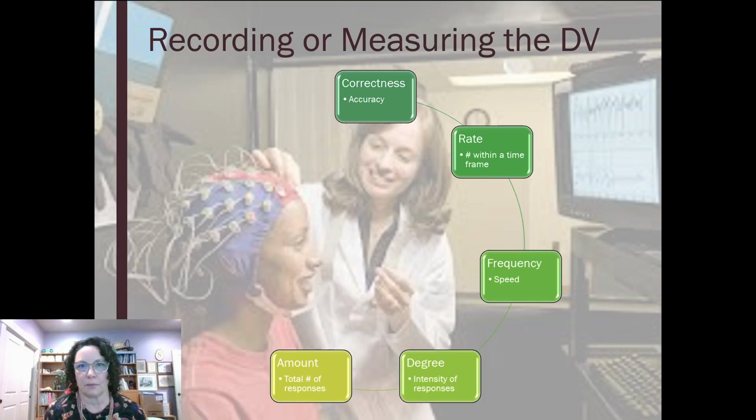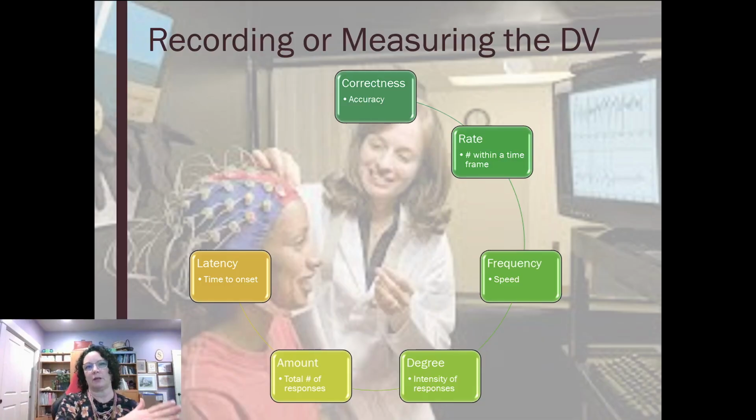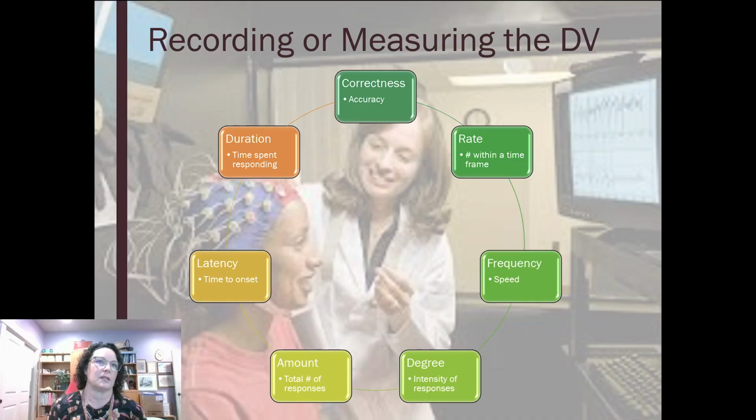Amount would be like the total number of responses, the total number of words that you generated, something like that. Latency, how long did it take between when you were given the cue and when you started doing the behavior? So like in sleep research, they oftentimes measure the latency for sleep onset. So how long between, okay, good night, and actually falling asleep did that take? Duration, how long did you do it? Again, with sleep, we might measure how long you were sleeping. Duration might be how long did it take you to generate your list of words? Stuff like that. So these are all examples.